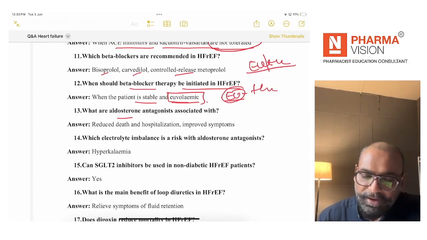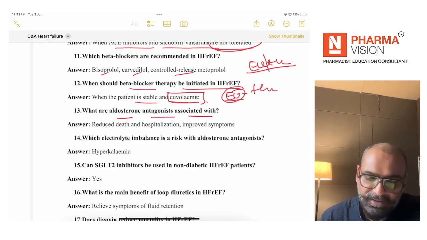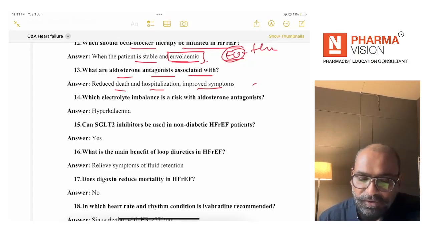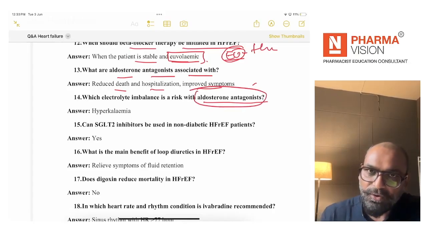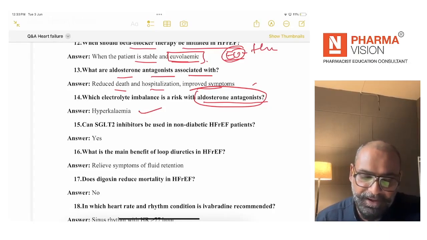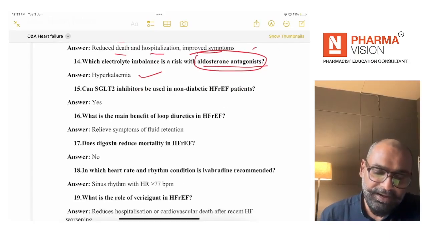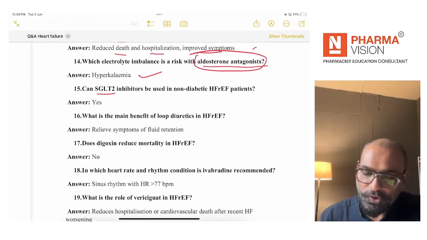What is aldosterone antagonist associated with? The reduced death, hospitalization, and improved symptoms. Which electrolyte imbalance is a risk with aldosterone antagonists? When the patient is taking an aldosterone antagonist, he is likely to develop hyperkalemia. Can SGLT2 inhibitors be used for non-diabetic patients?